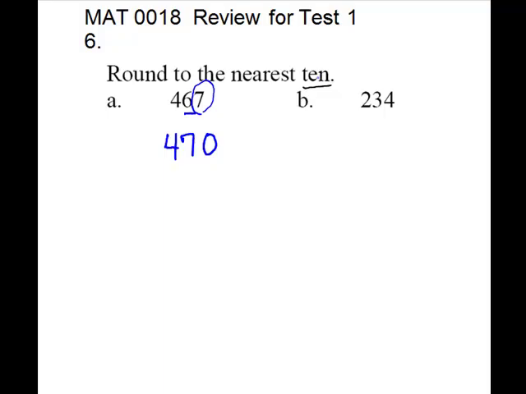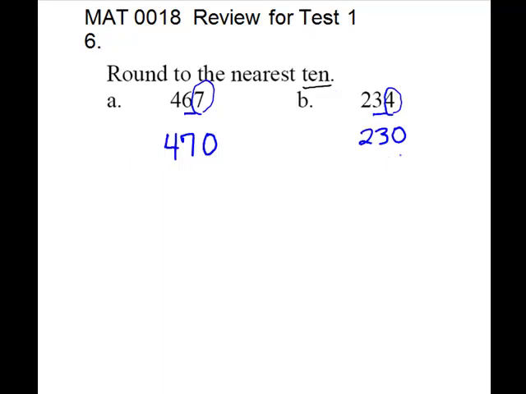The next one, 234, to the nearest 10. Find the tens place. The 3 is in the tens place. Look one digit to the right. 5 or higher would push it up. It's lower, so it will drop to 0. This one will drop to 230.